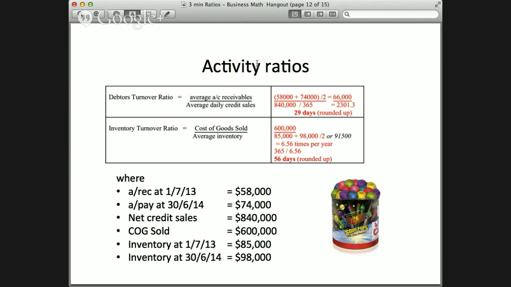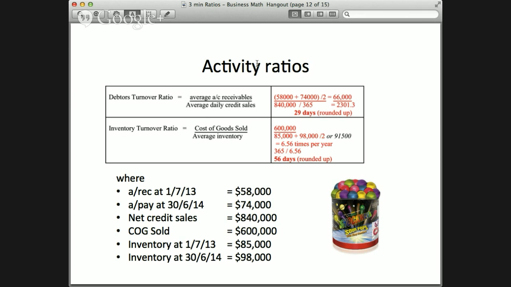Although we don't use inventory turnover in real estate, let's have a look at it anyway, just so that you understand what it's about. We have the cost of goods sold, in this case 600,000, and the average inventory. Again, we need to add the inventory at the 1st of July 13, and that at 30th of June 14, and then take an average of that.